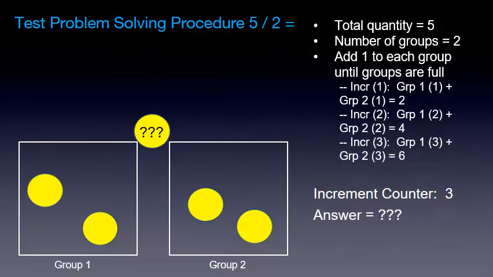What do we do with the final quantity? It does not equally distribute across the groups.